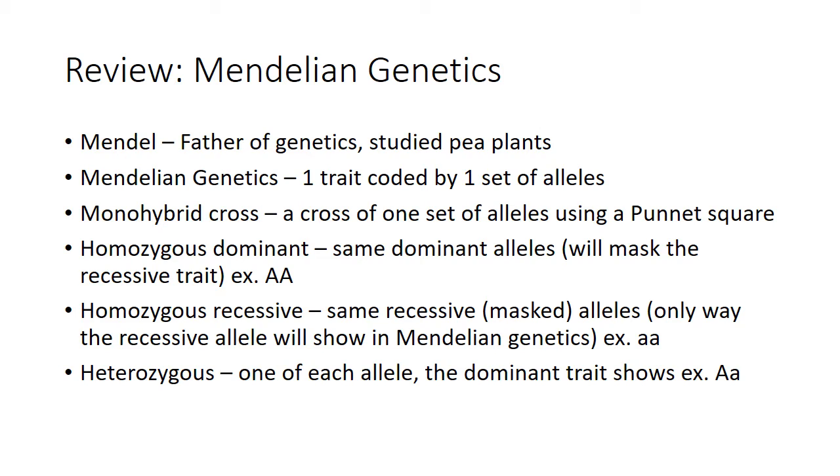And then the last but not least, heterozygous. Hetero meaning opposite. One of each allele, and the dominant trait will show. That big A is going to mask the little a. So homozygous, homo, same. So homozygous dominant, big A, big A. Homozygous recessive, little a, little a. And this is the only way that recessive trait is going to show. And then heterozygous, one of each allele, because hetero means opposite, and you get that big A, little a.